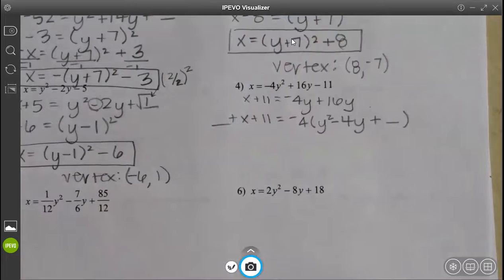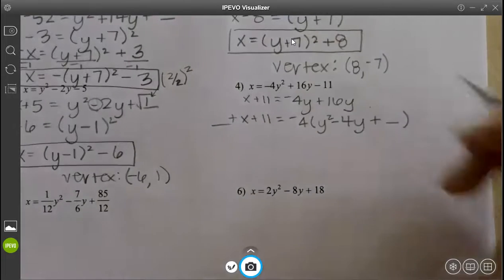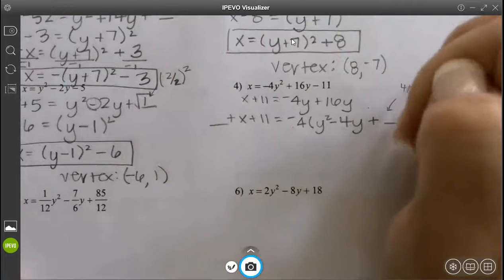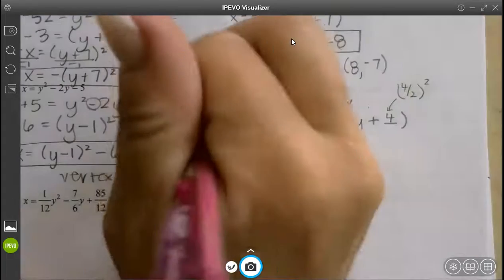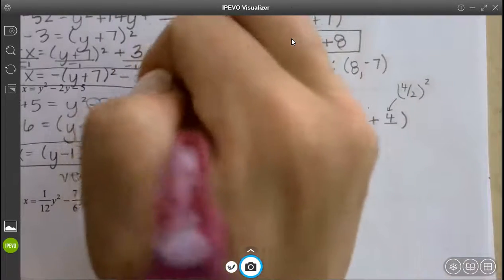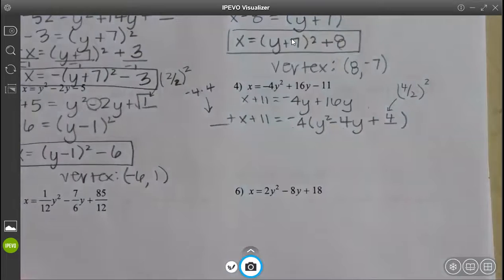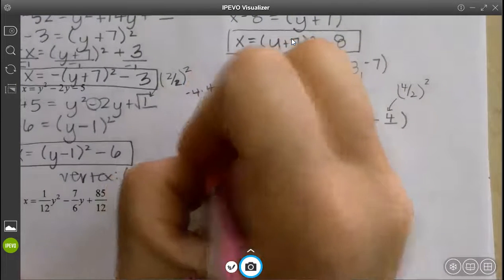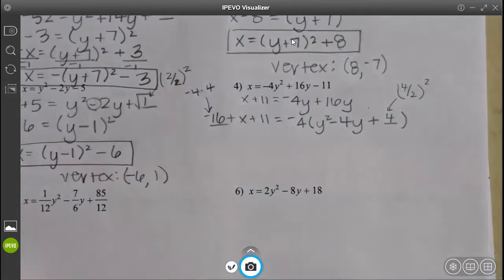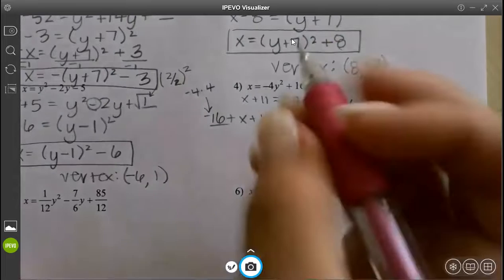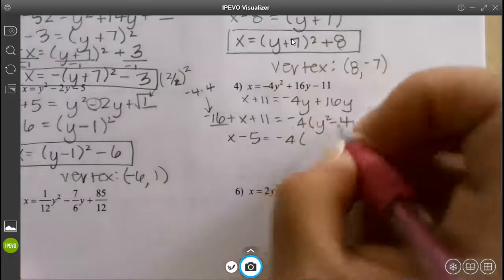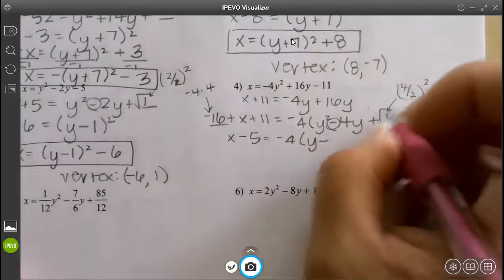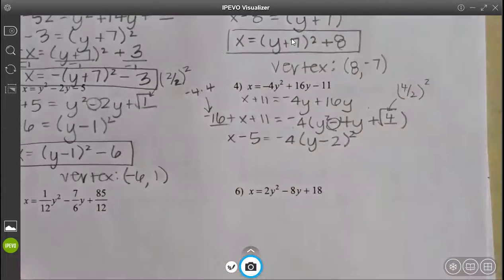Okay, so factor out that -4. 16 divided by -4 is -4. Complete your square. 4 divided by 2 is 2. Squared is 4. But remember, in this blank, it's what you took out times what you put in. So we're actually putting in -16. Clean it up. X minus 5 equals -4. Y minus square root of 4 is 2 squared.